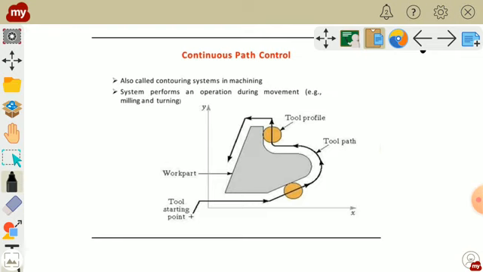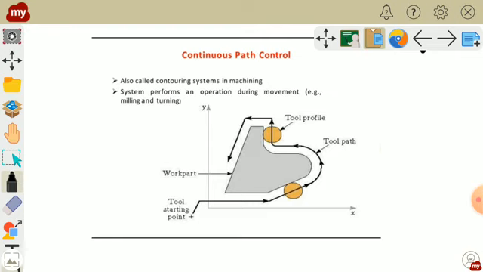So in this diagram, we can see the workpiece with complex shape and cutting tool is moving along the surface of the job. That means we are interested in path followed by the cutting tool. For such situations, if we have to follow the path followed by the cutting tool, then we can go with the continuous path control or contouring system in machining.